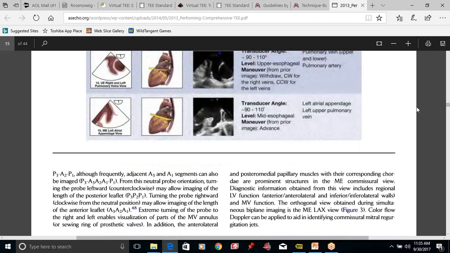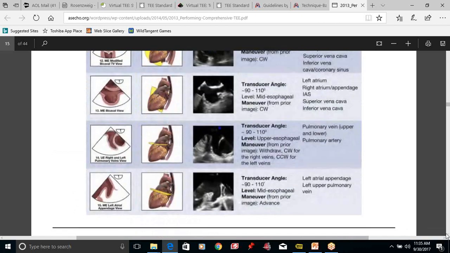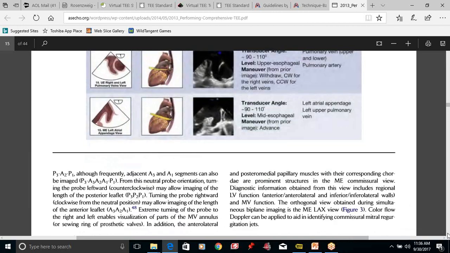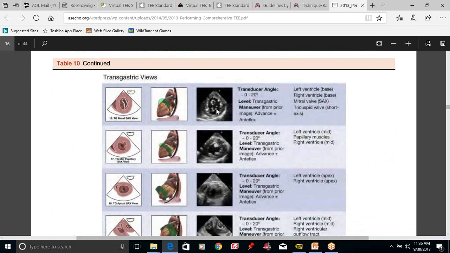And then your left atrial appendage. Remember, that's a very important view. With the left atrial appendage, you can see it in multiple views. You can see it in the mid-esophageal location of the probe, and then this is your nice left atrial appendage, or you can see it in the gastric. But you have to see the left atrial appendage to see if there's any blood clots there.